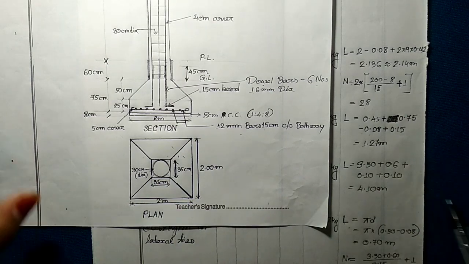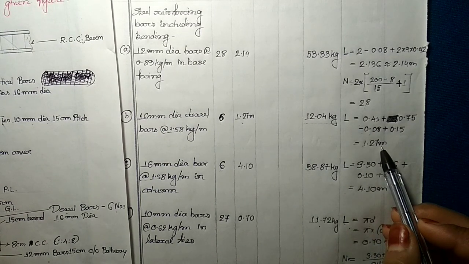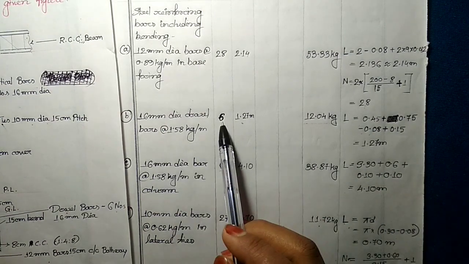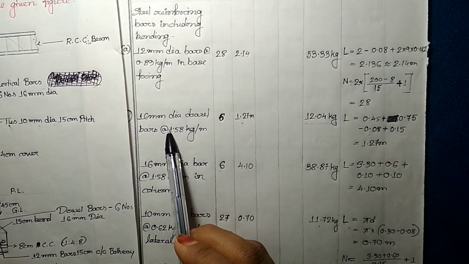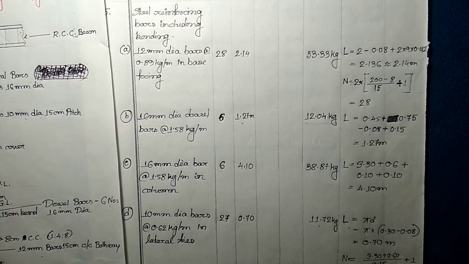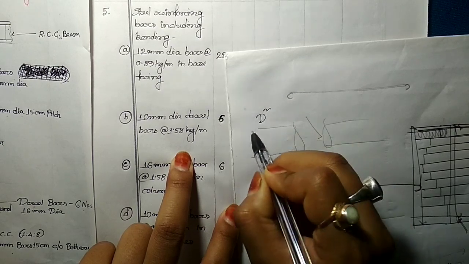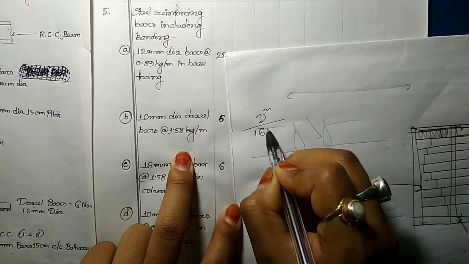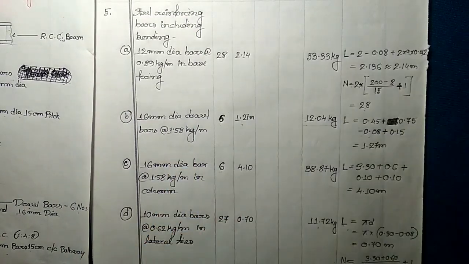Okay, so the length will be 45 centimeter plus 75 minus 8 centimeter and plus bend 15 centimeter. After calculation we will get the length is 1.27, and to get the quantity we need to multiply number, length and this quantity, and you have to find it on your own. Okay, and the formula is d square by 162, and here d is the diameter of bar.